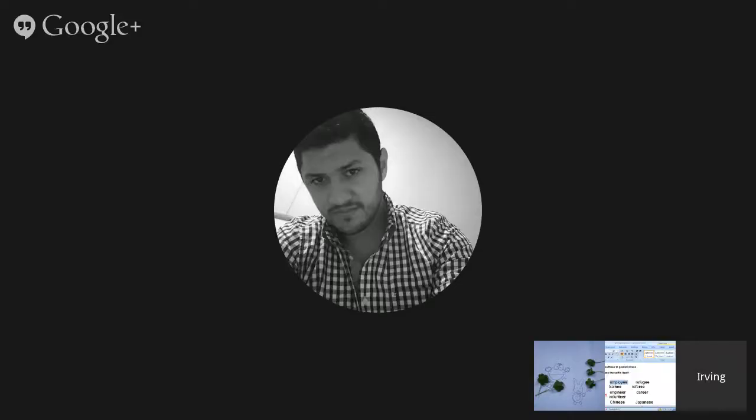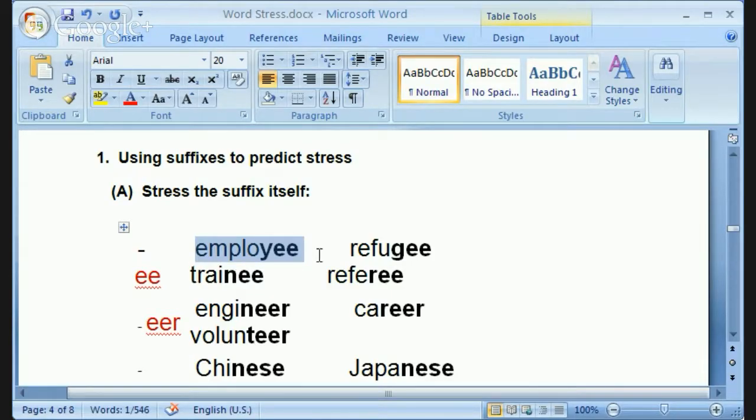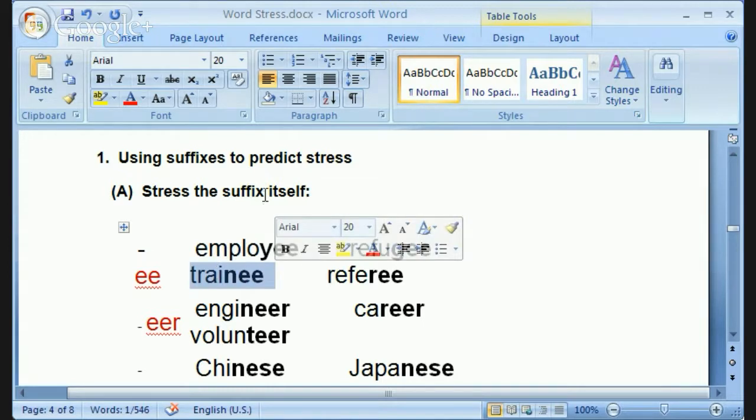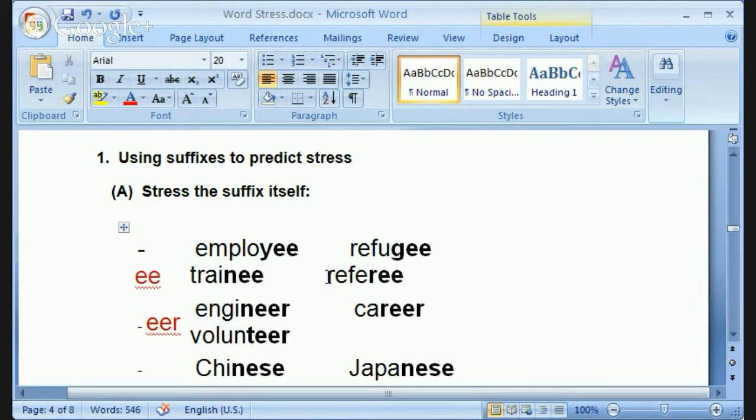Adjective. I know. He is a referee. He is a refugee. These are actually, this suffix talks about people: trainee, employee. So people are nouns. Person, place, or thing is a noun. So these are all nouns. Here's another thing that suffixes do. We can use suffixes to predict what the word form is, as in noun, verb, adjective, adverb.